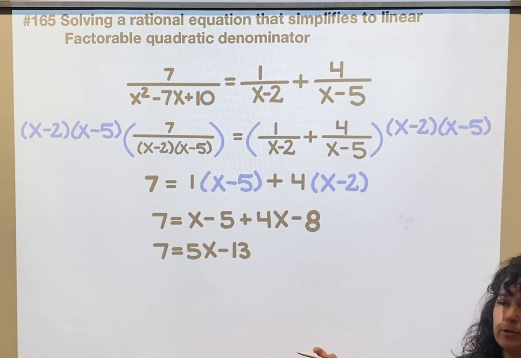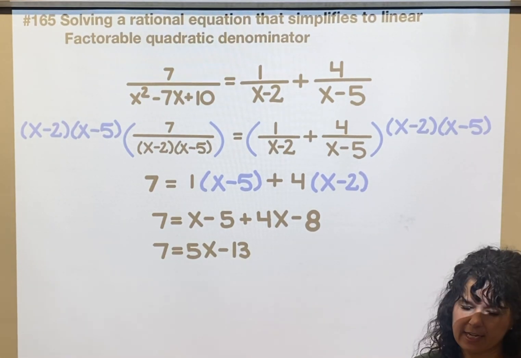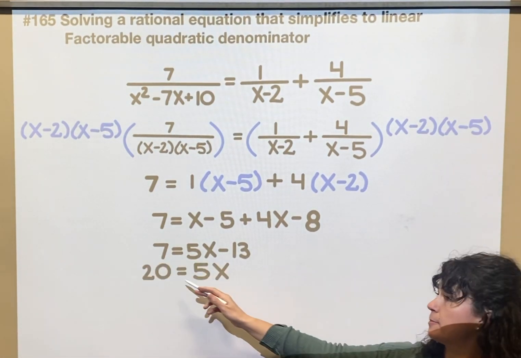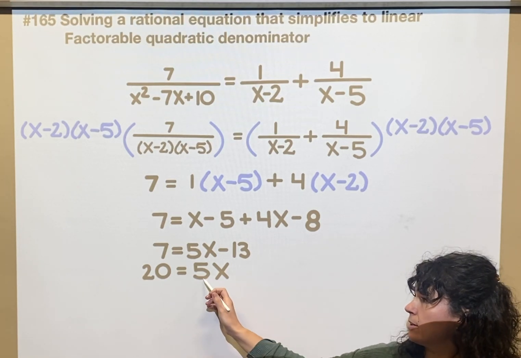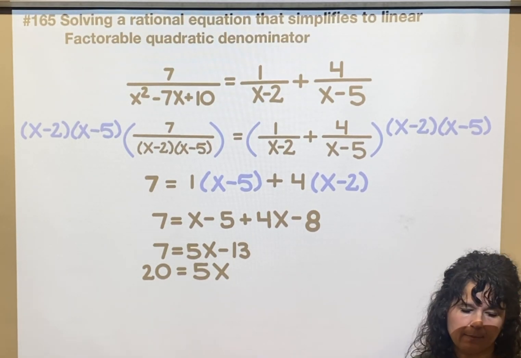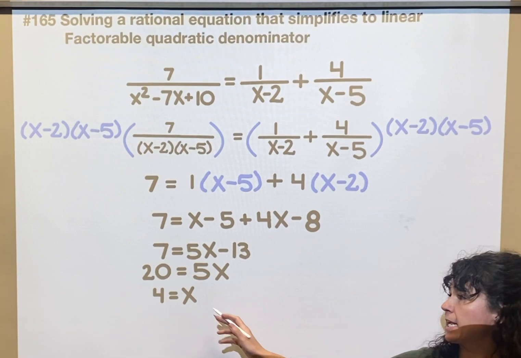Letters to one side, numbers to the other. I'm going to add over 13. And that's going to give me 20. To get rid of multiply by 5, divide by 5, and I get 4.